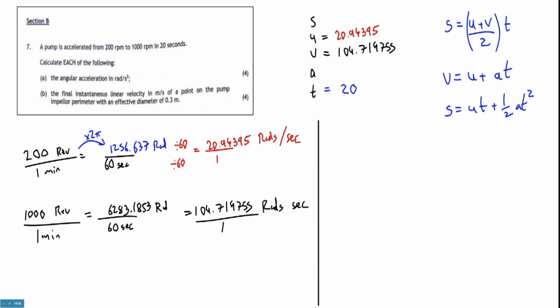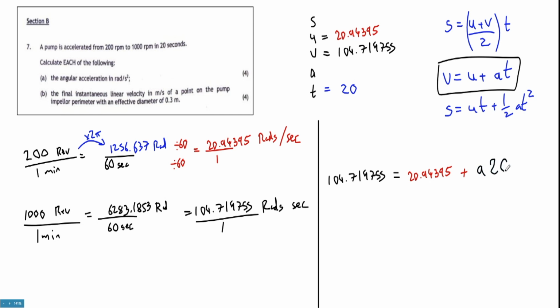Let's separate this out. So we're going to use V, which is the 104. So we'll just drag that number down. This is my V. I'm using this one right here. And then this is equal to my U, which is this number here, plus AT, which is the acceleration times the time, which is 20 seconds. The 20 right there. Now we rearrange this: we minus the 20.94 off both sides, and then we divide by 20. So let's just write it out properly.